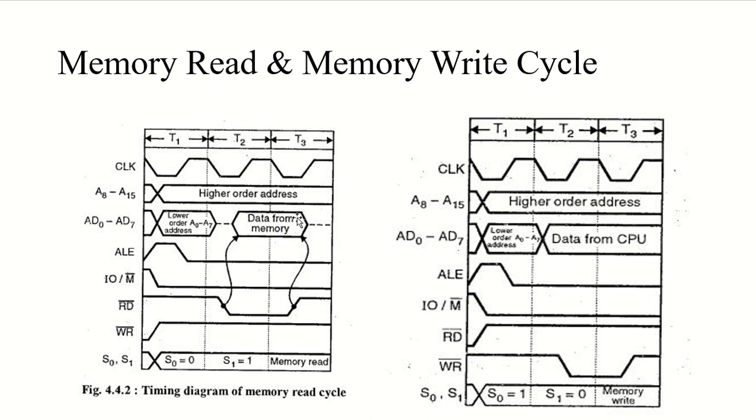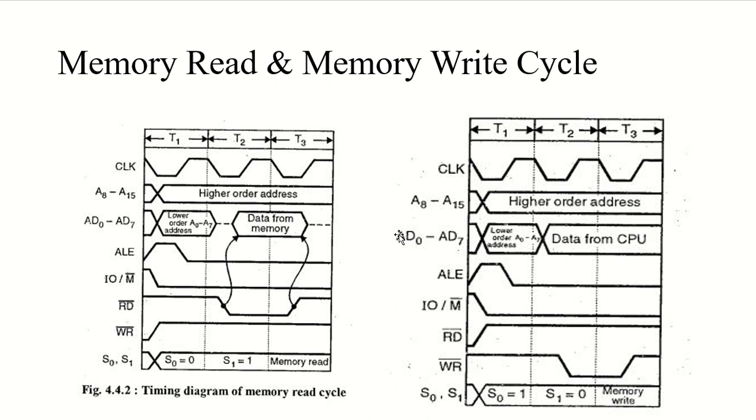Again, the memory write cycle requires 3 stages, T1, T2, T3, and the T1 state will be the same as opcode fetch and operand fetch, except the values of IOM and S0, S1 will be changing. So IOM will still go from 1 to 0, but the value of S0 will become 1 and S1 will become 0. Other things will remain as they are.